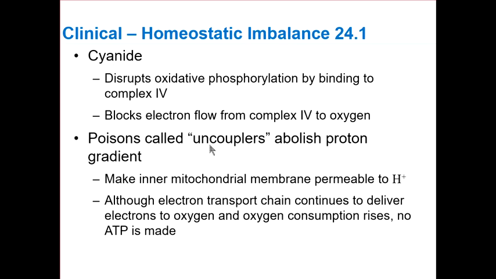Other poisons called uncouplers abolish the proton gradient. So the inner mitochondrial membrane becomes permeable to our hydrogen ions. Remember, they still get pumped out through the electron transport chain, but they just diffuse back in through the membrane because these poisons called uncouplers abolish that gradient. So instead of the hydrogen ions entering through ATP synthase to produce ATP, they're just diffusing through the membrane, which means the cell cannot produce any energy or ATP.